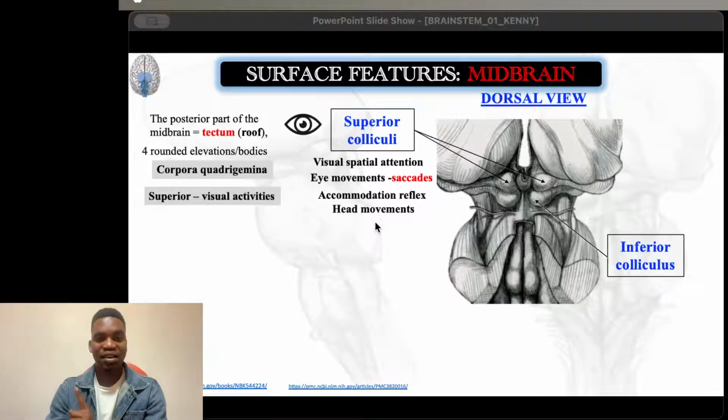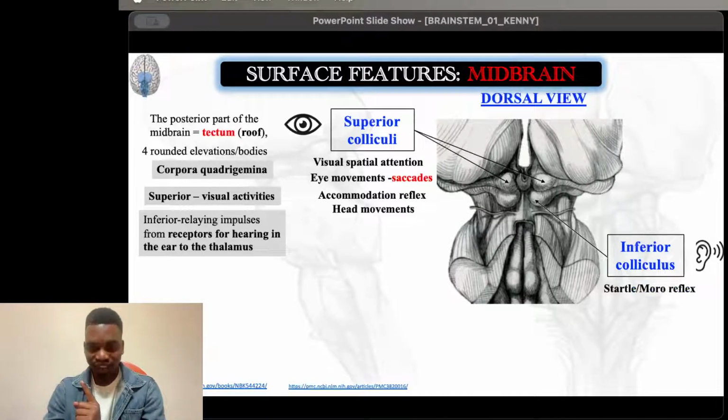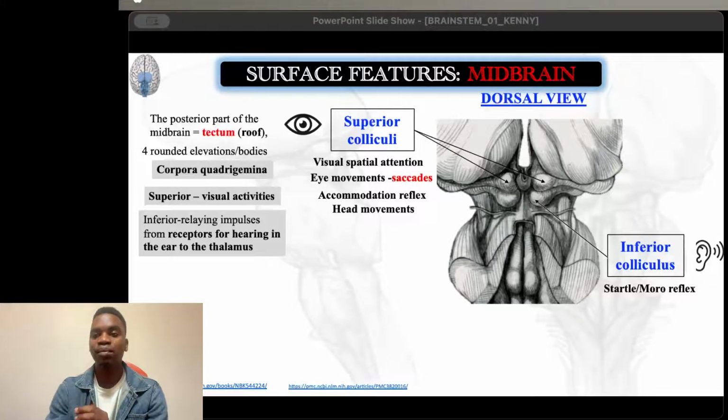And on the other end, the inferior colliculi help in auditory functioning. Also we have a separate video discussing that, but you just remember, the superior colliculus is for your eyes, and the inferior colliculus is for your ears, for your hearing. You discuss them in detail. But one of the most fascinating functions of the inferior colliculus is the startle reflex, or the motor reflex.